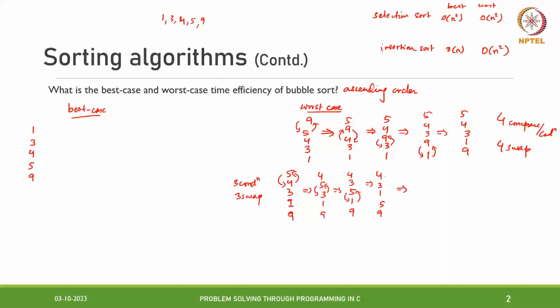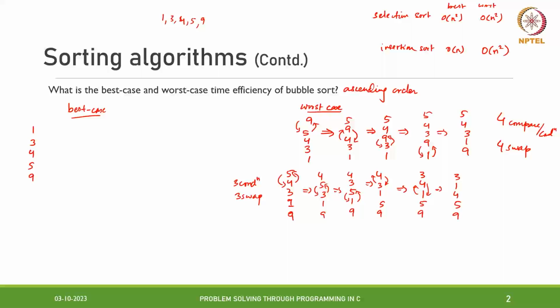Now I again start comparing the first and the second element, and I see that it is not in ascending order, so I have to swap. So I'll swap them. So 3, 4, 1, 5, 9. This is what we get. Then again we look at the second and the third element. So I compare them and I swap them. So you have 3, 1, 4, 5, 9.